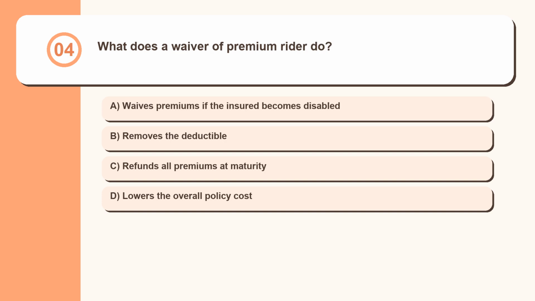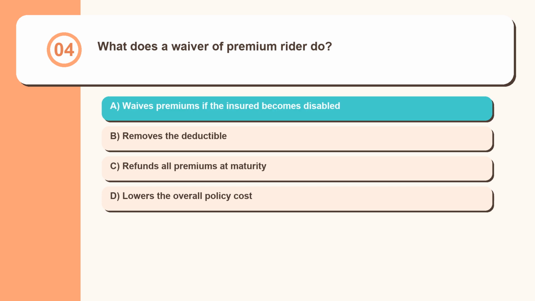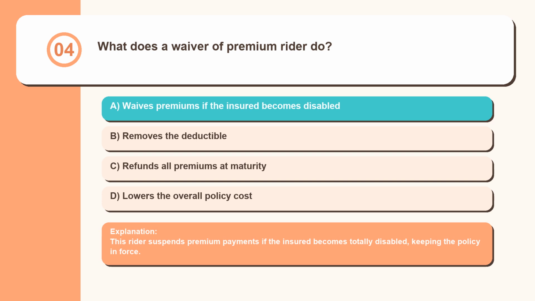Question 4. What does a waiver of premium rider do? Waives premiums if the insured becomes disabled, removes the deductible, refunds all premiums at maturity, lowers the overall policy cost. This rider suspends premium payments if the insured becomes totally disabled, keeping the policy in force.